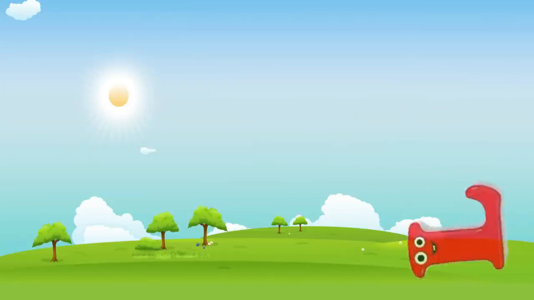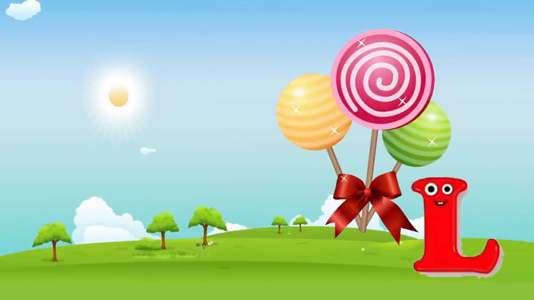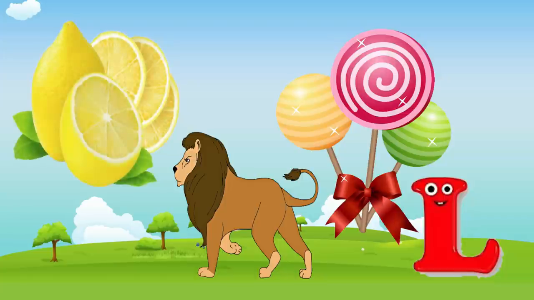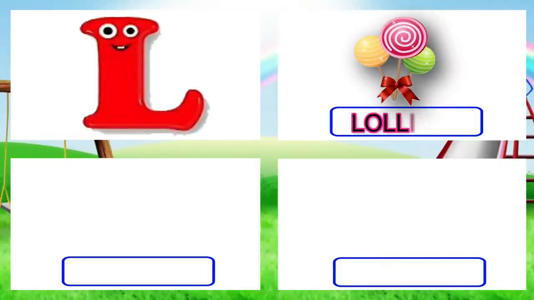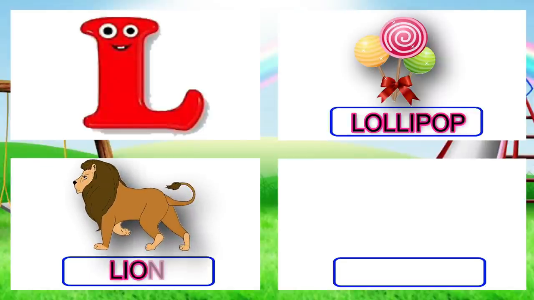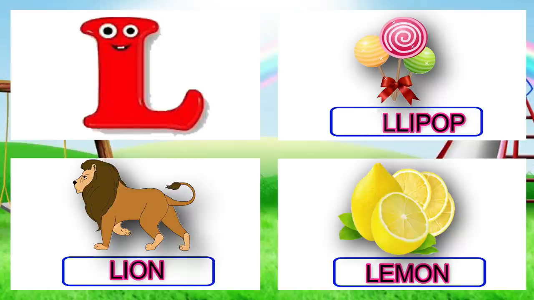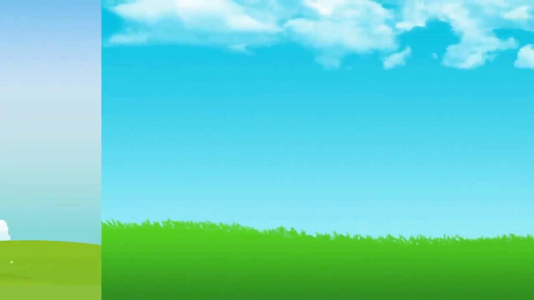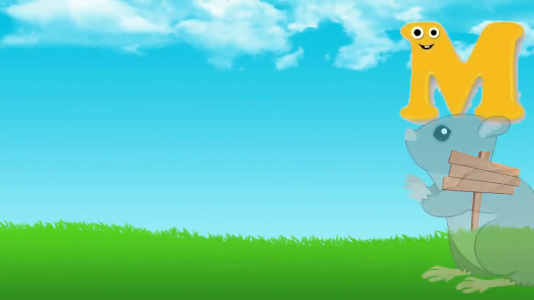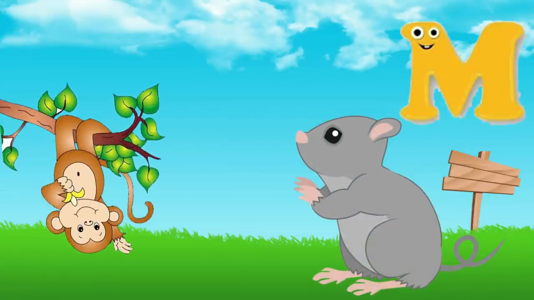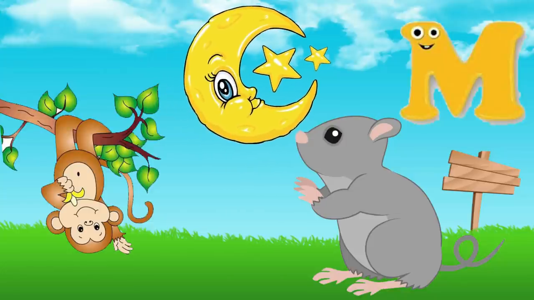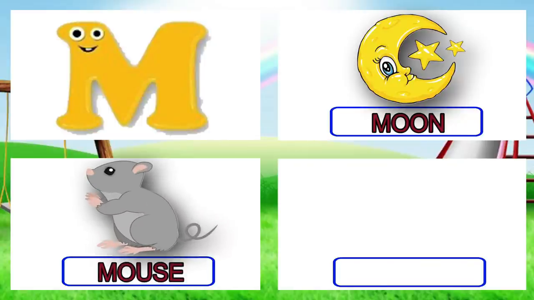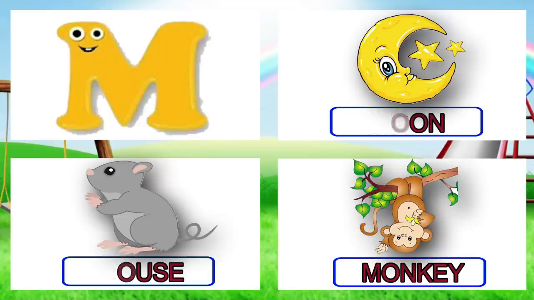L. L for lollipop. L for lion. L for lemon. L for lollipop. L for lion. L for lemon. M. M for mouse. M for monkey. M for moon. M for mouse. M for monkey.